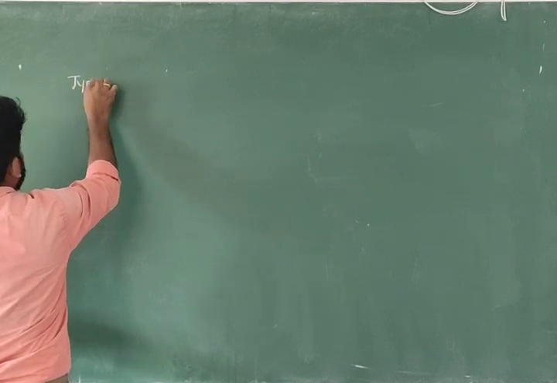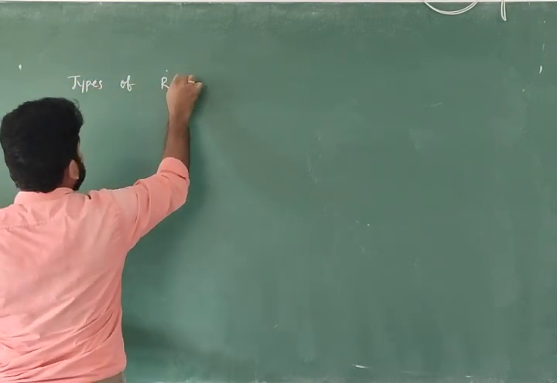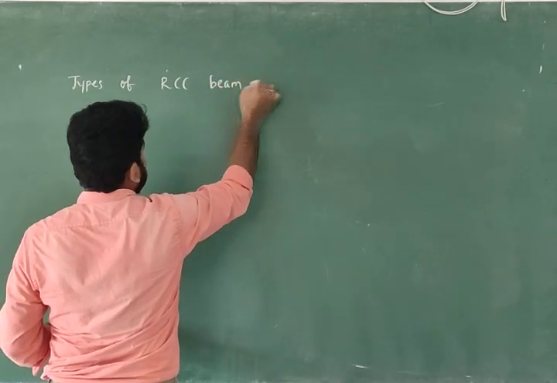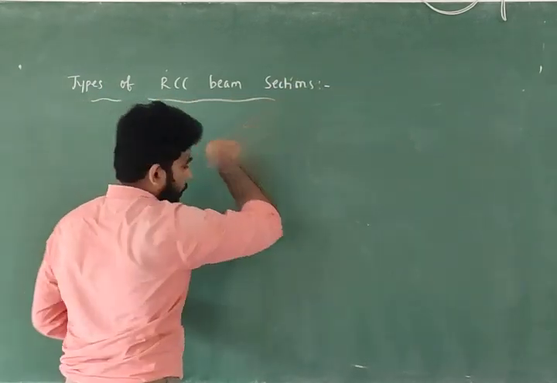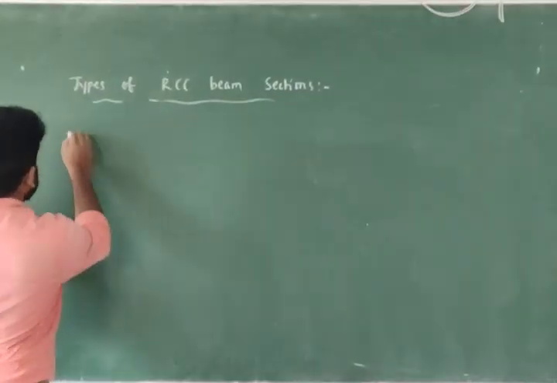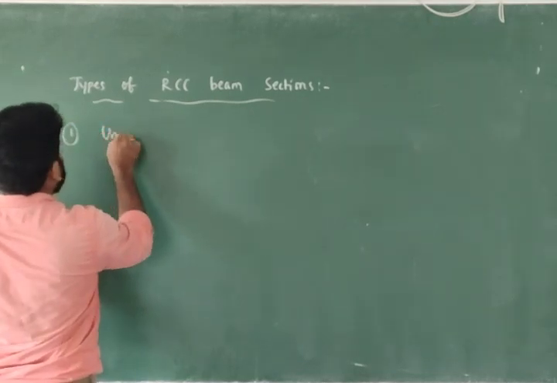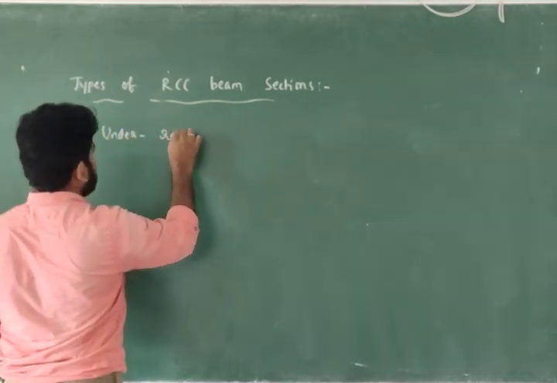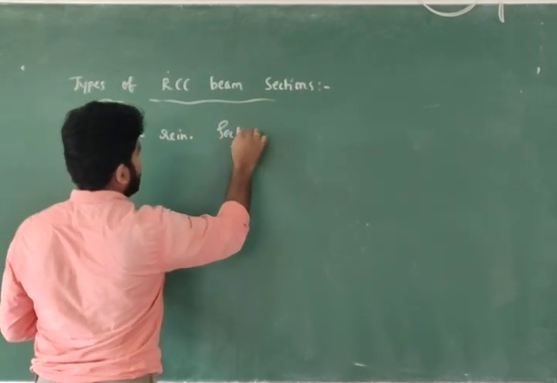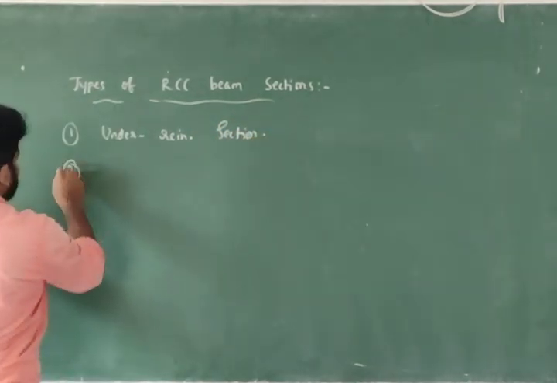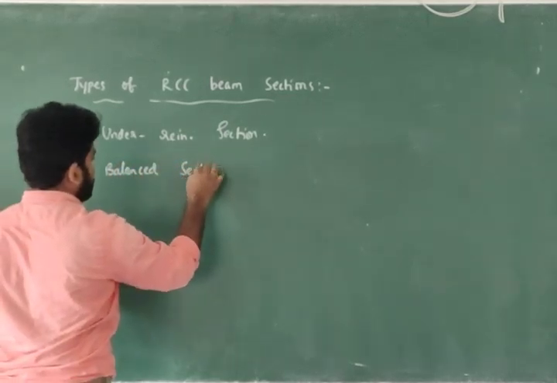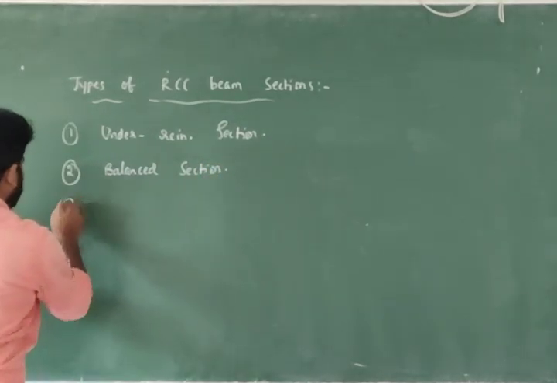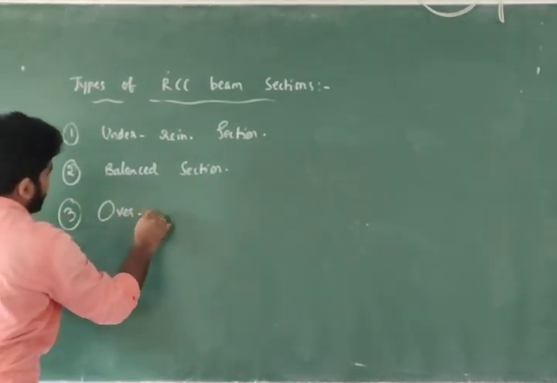Put a side heading: types of RCC beam sections. One is the under reinforced section, the second one is the balanced section, and the third one is the over reinforced section.